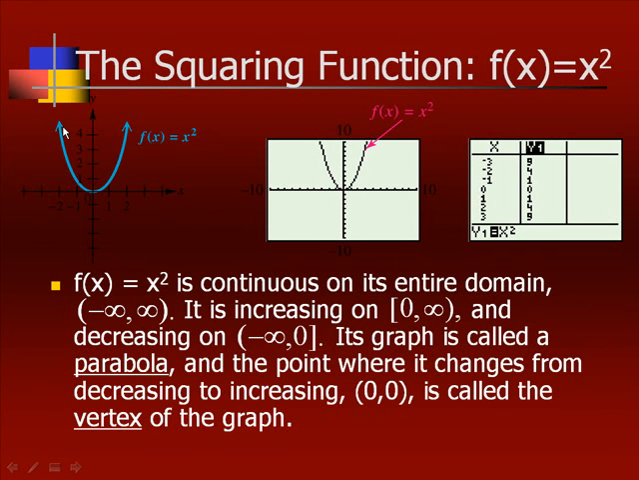Now, the squaring function, x squared, is continuous on the entire domain from negative infinity to infinity. It's increasing for x greater than or equal to 0, and it's decreasing for x less than or equal to 0. Now, the graph is called a parabola. The point on the graph where it changes from increasing to decreasing, which is this ordered pair (0, 0), is what we call the vertex of the parabola.